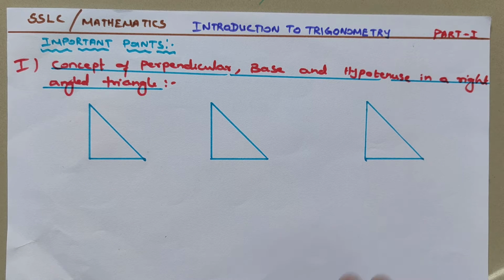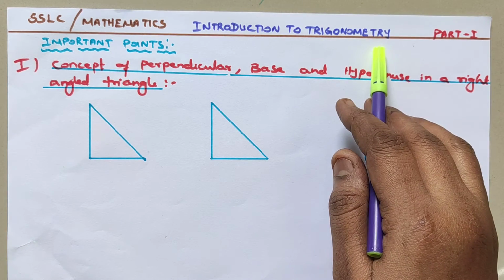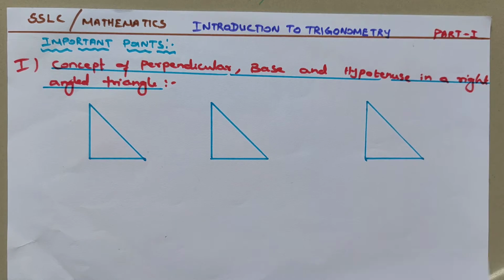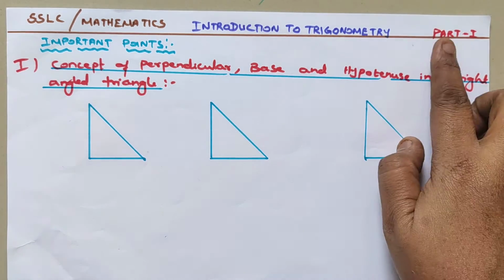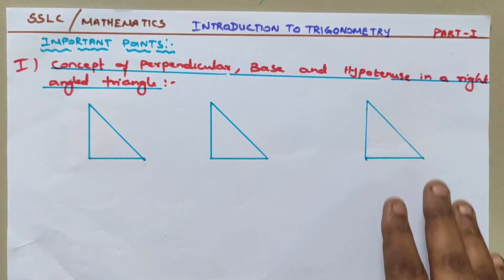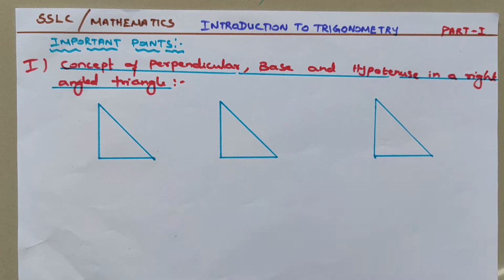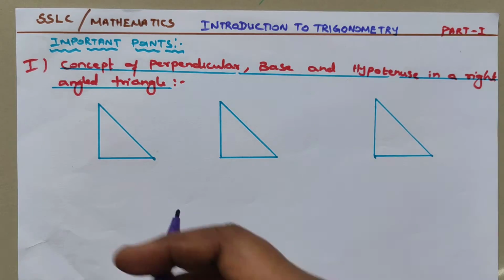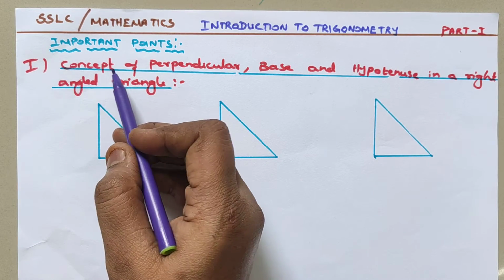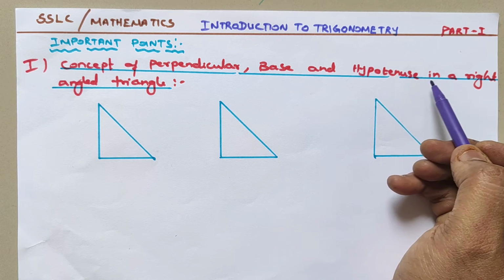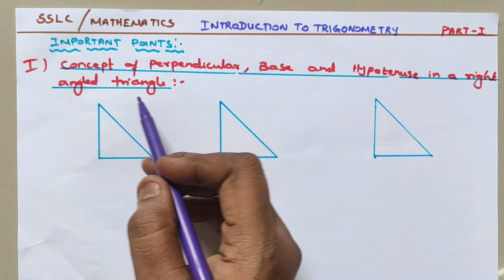Today's topic I am going to explain is Introduction to Trigonometry, the important points you should remember while solving the sum. In part 1 of this video I will explain all the important formulas, and how to remember the formulas in a simple and easy way. So the first important point is the concept of perpendicular, base and hypotenuse in a right angle triangle.